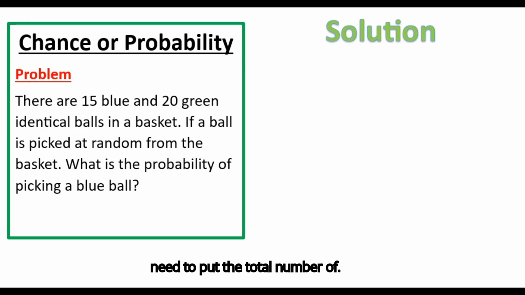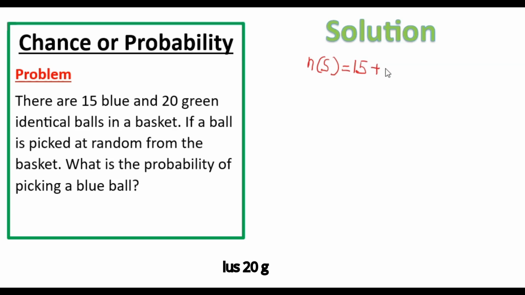So you need to put the total number of blue and green balls together. Let's do that. Our sample space is denoted by the letter S. So for number of sample space, we can write N of S, and say this will give us 15 blue plus 20 green, which gives us 35 altogether.